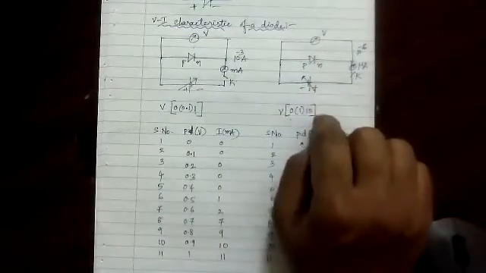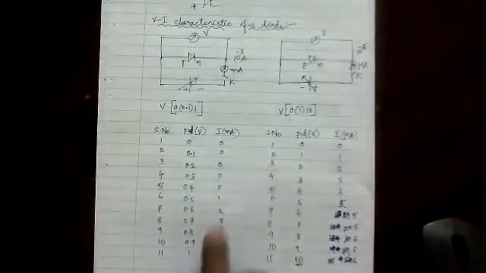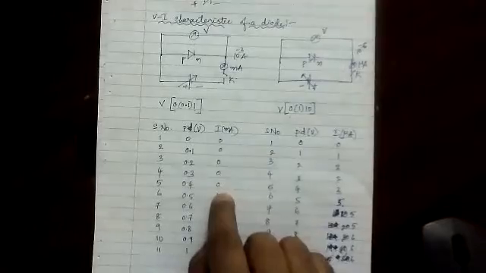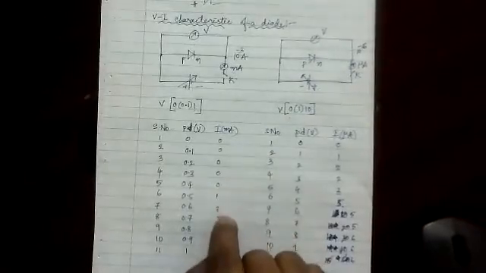Now in the reverse bias, P is connected to negative and N is connected to positive. That is how the reverse bias works, with a difference of 1. So 0, 0.1 up to 1. In the beginning, the current is showing 0, but at 0.5, it starts increasing.